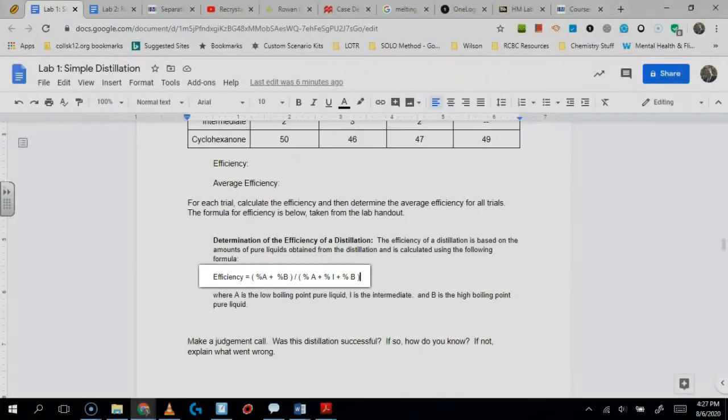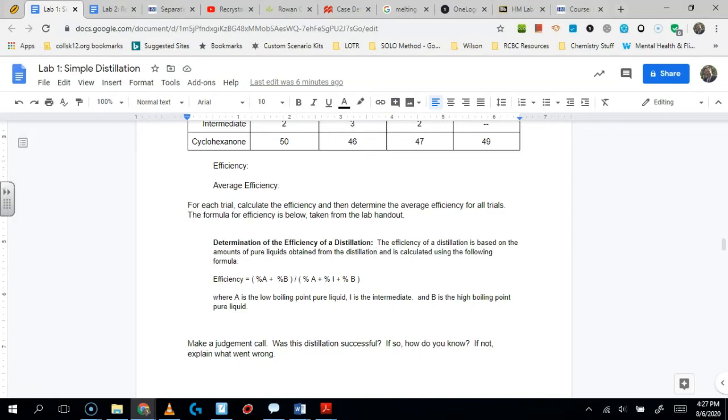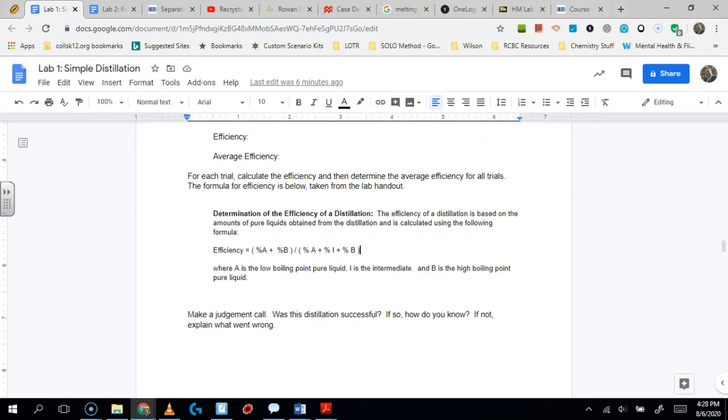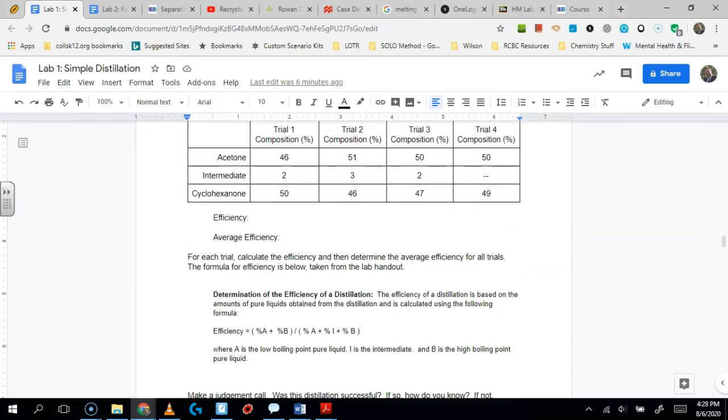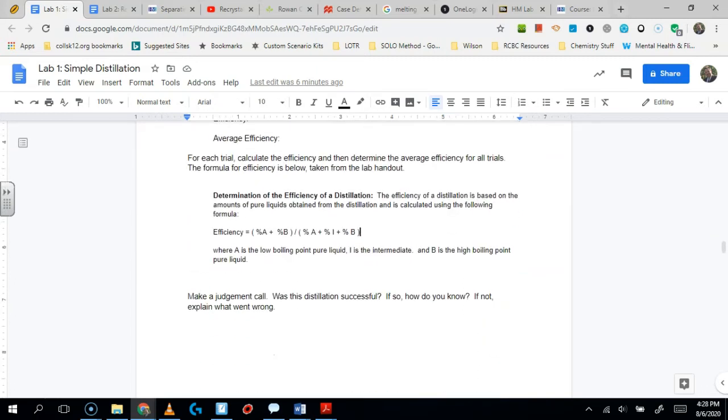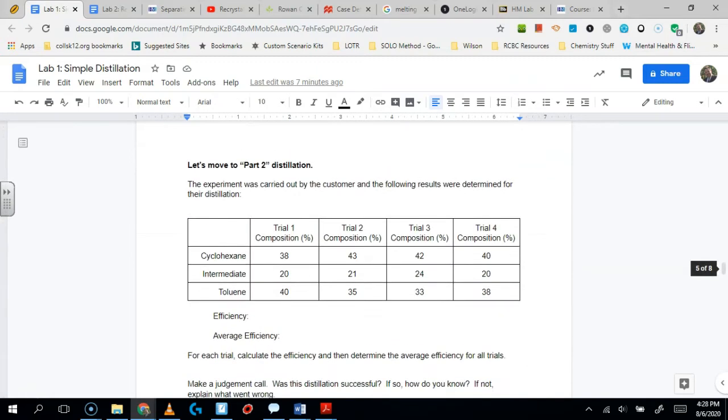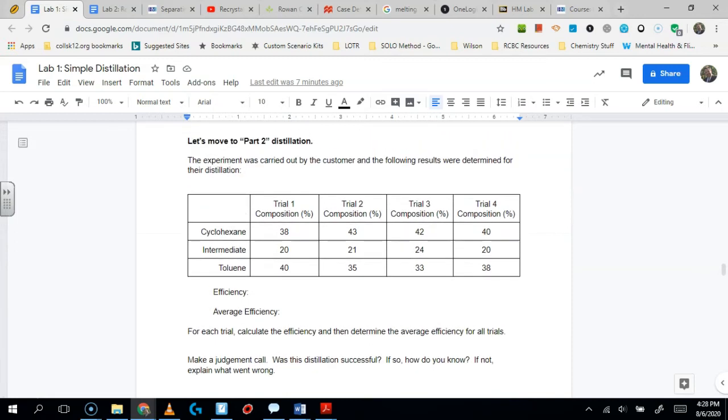Okay, and then A is the low boiling, so you're going to need to know which one is the low boiling, and I is the intermediate, and B is the high boiling point liquid. Okay, and so then once you see the efficiency and you look at the data, you're going to make a judgment call. Do you think it was successful? Do you think that the compounds were successfully distilled based on boiling point? And then if you think they were, tell me how you know, and if they weren't, explain what you think went wrong. And then you're going to repeat that process for all 3 parts.